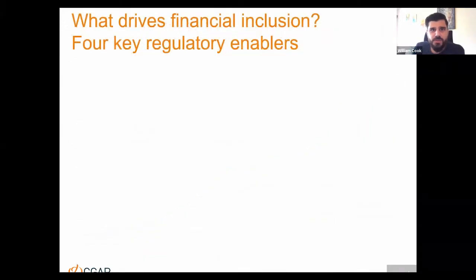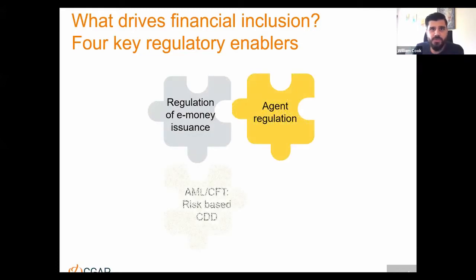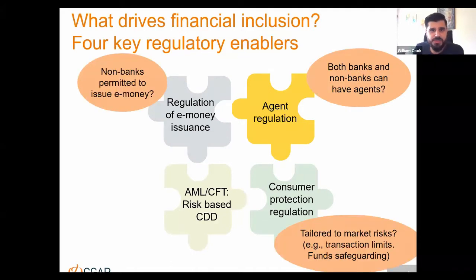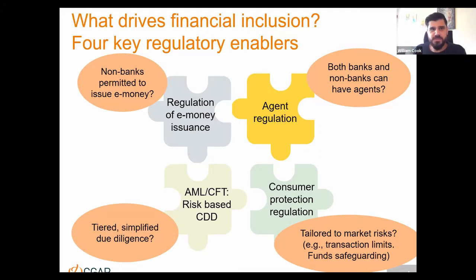And that's why at CGAP, when we start to talk about what drives financial inclusion, we're often talking about the basic regulatory enablers. And these are things you might have heard of from other DFI courses, from UNCDF, from others. It's things like e-money issuance, agents, risk-based, tiered customer due diligence, consumer protection. And the thing these have in common is that it's about, first of all, obviously easing that transition for the unbanked into formal financial services, but also about expanding the range of market actors.